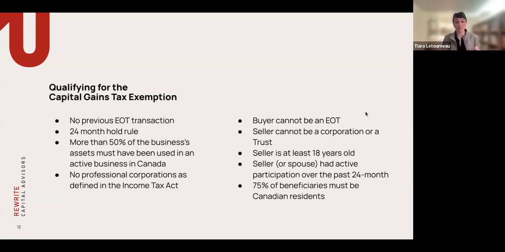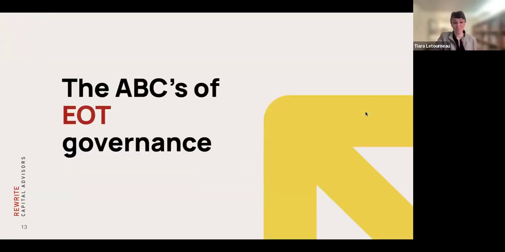And the last one is that 75% of beneficiaries must be Canadian residents. So if you're selling to a company and it has more than that that are not Canadian residents, and this, by the way, is residents, not citizens. So even if someone's on their LMIA or they're here working, as long as they're resident in Canada, paying taxes in Canada, that checks the box. So that is a threshold at the time of the EOT creation for the purpose of the capital gains tax exemption. 75% of the employees have to be Canadian resident. So a few more hurdles to jump through to get this one.